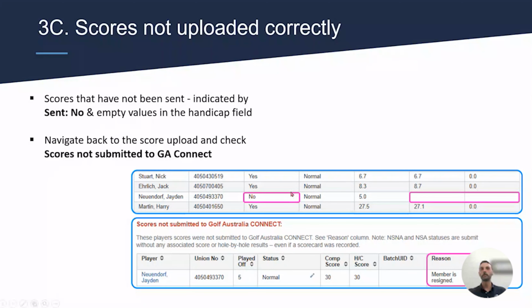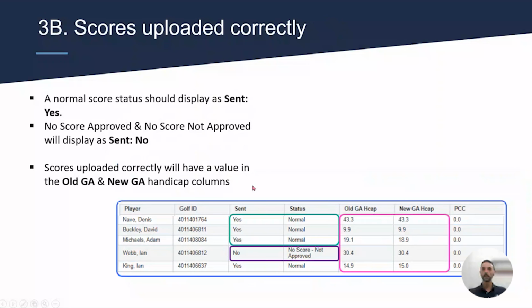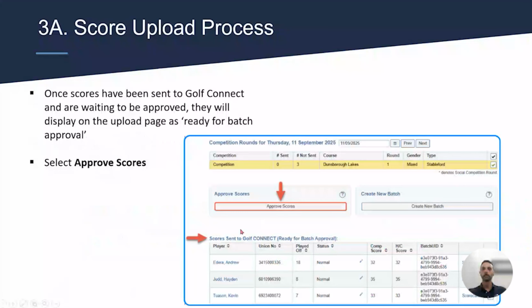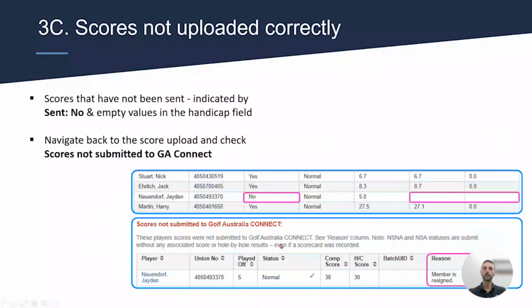You can go back to the score upload page, and on the upload page, the scores at the top will be shown here in the score sent to Golf Connect. And right at the bottom underneath, there's an area called scores not submitted to Golf Connect. So these are the ones that weren't sent through. You can check there because it will show you a reason why the score didn't get transferred through. So in this particular case, the member's resigned. So his golf status is inactive, which is why it couldn't send the score through.